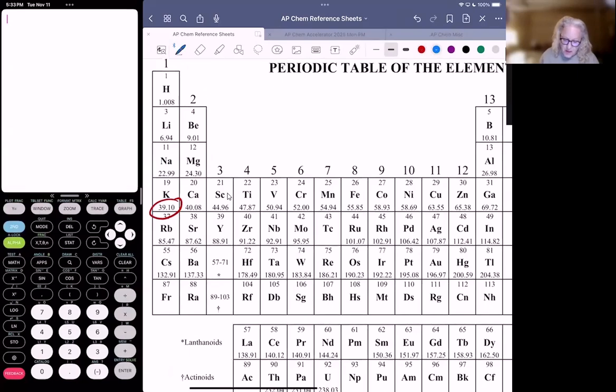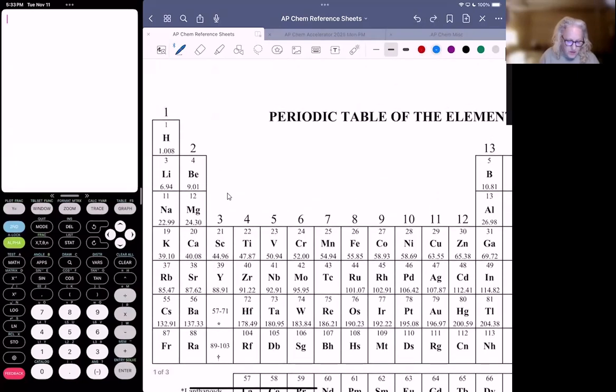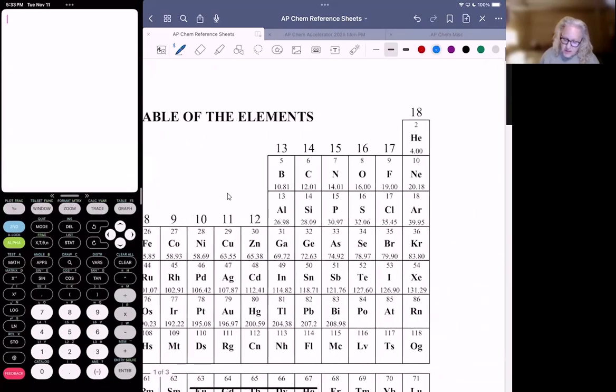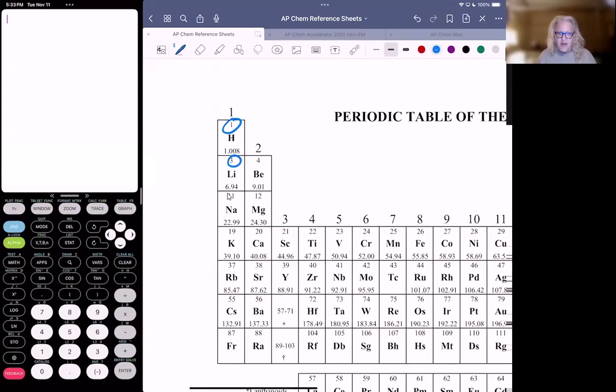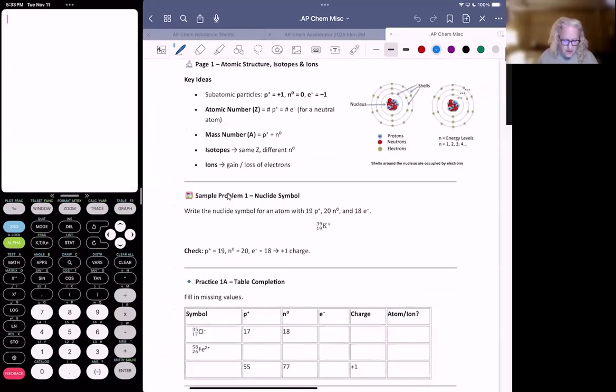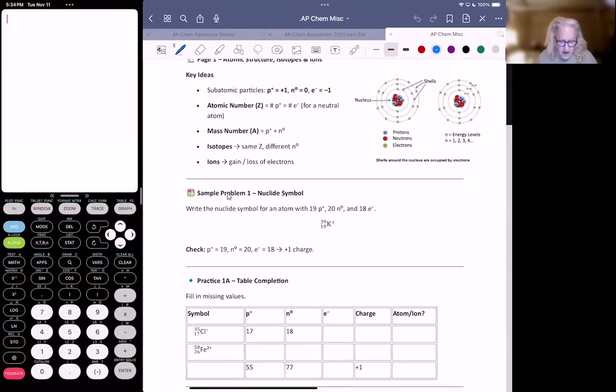So let me go back here. Remember, the periodic table is arranged by atomic number. That is the number of protons in the nucleus of an atom, and in a neutral atom, and atoms are neutral, the number of protons is equal to the number of electrons. Isotopes are atoms of the same element. They have the same number of protons, but a different number of neutrons. So they have different mass numbers.